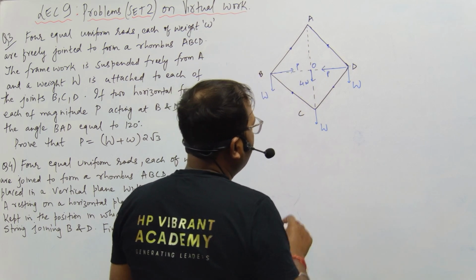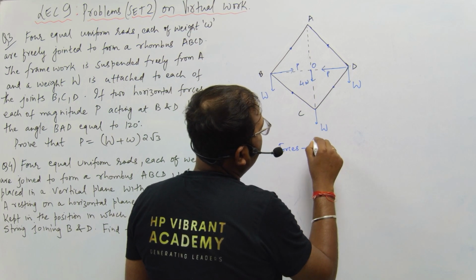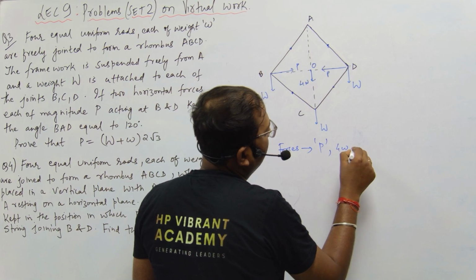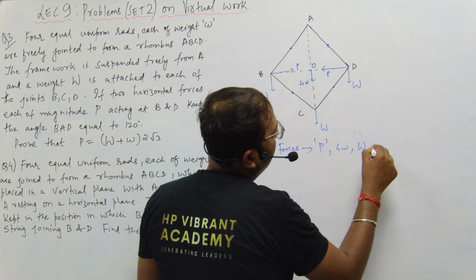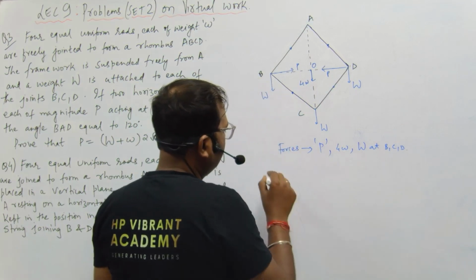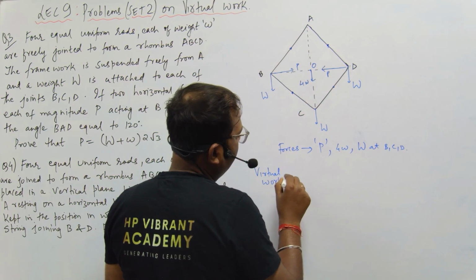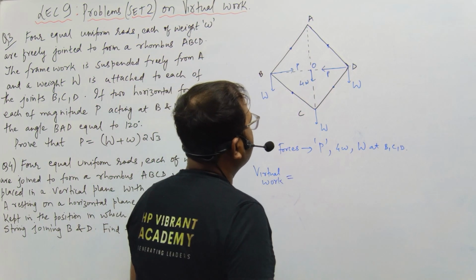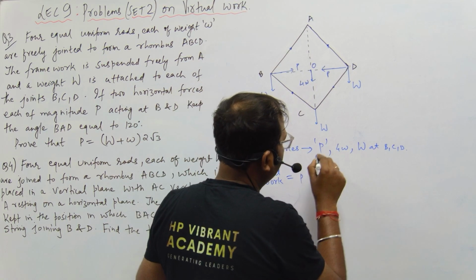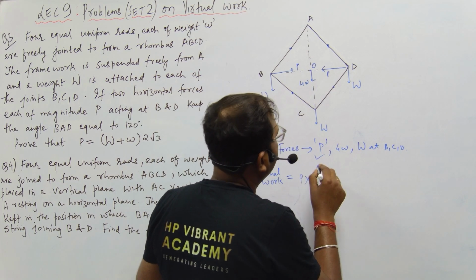So now we have forces as force P, and we have the combined weight 4w, and we have weight capital W at B, C and D. Let us write down the virtual work. Virtual work is equal to force times virtual displacement. So let us take the force P. So P times the virtual displacement.